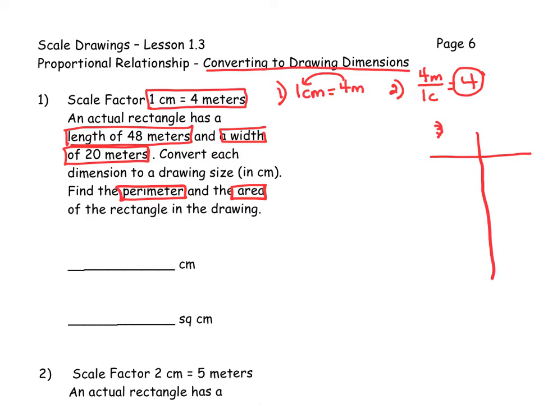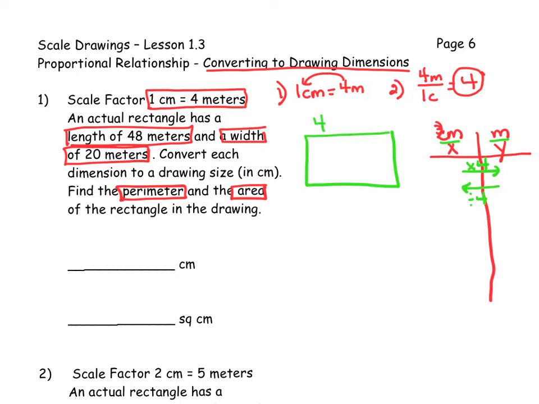In our T-table, we know that X stands for our centimeter measurements and Y stands for our meter measurements. If we work left to right, converting from centimeters to meters, we would multiply by 4. But if we go backwards, we're going to divide by 4. And in this case, we are working backwards. Now, let's draw a quick sketch of our rectangle.